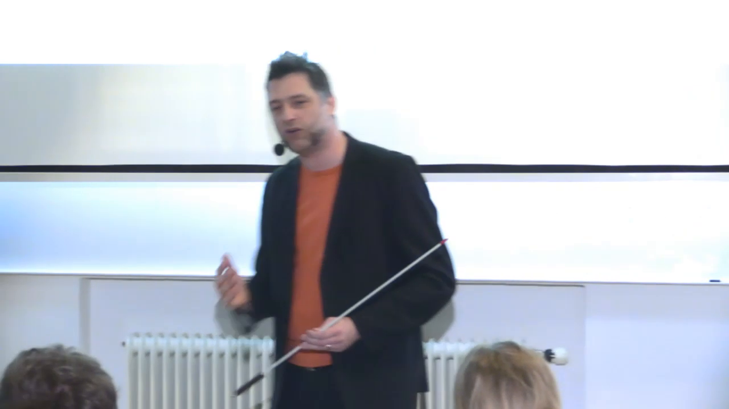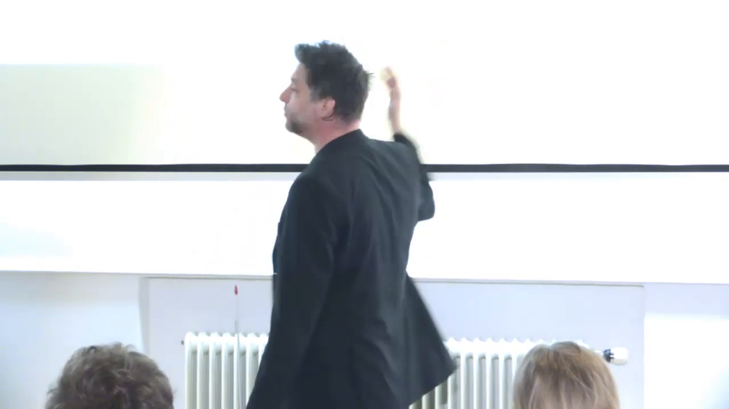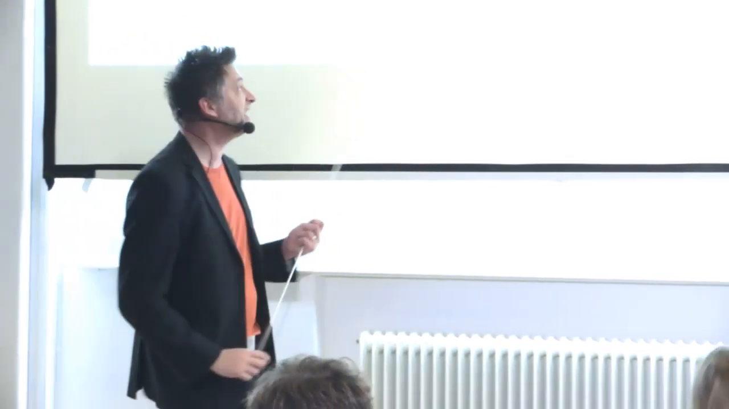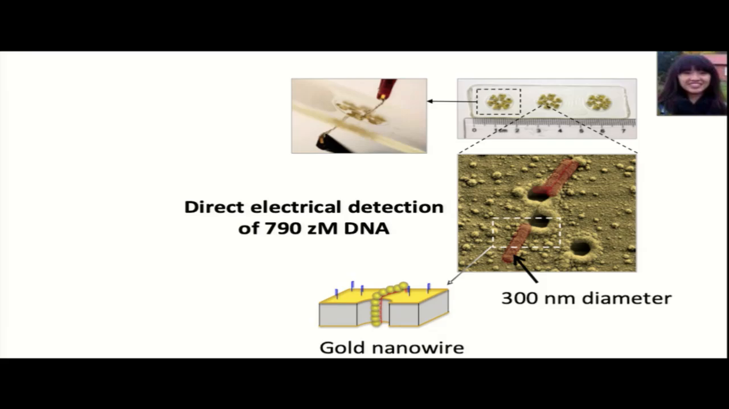Detecting DNA is of interest in many diseases. For example, DNA from a bacterium can tell you if the bacterium is resistant to a certain drug or not. In cancer, the DNA could tell you whether your cancer cells will react to a certain drug or not. So we're interested in fast detection of DNA strands, and also doing that very sensitively. And so we made a sensor that allows us to electrically detect DNA at a concentration of 790 zeptomolar.